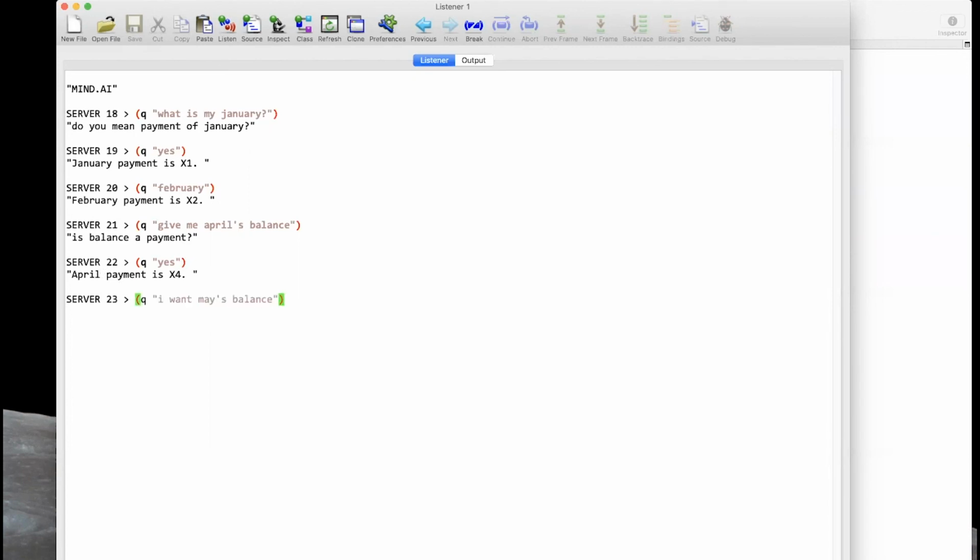if it were not in the ontology, we would ask again, is balance a payment? But let's see. We have this instead. We have balance as part of the ontology, so we know we're talking about payment. So we get the correct answer. May payment is X5. Awesome. Thank you.